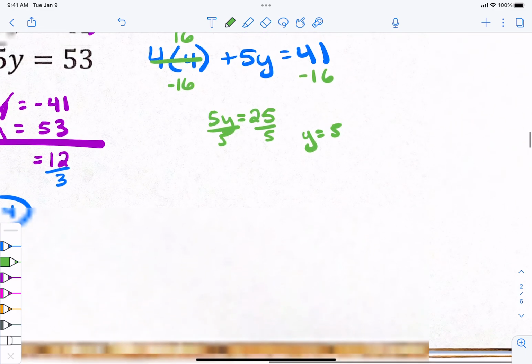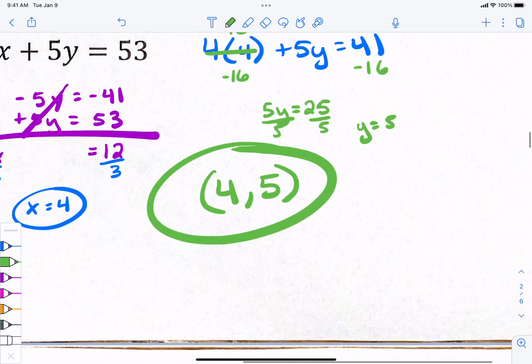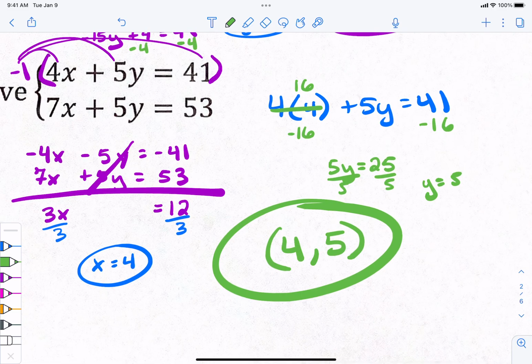Okay, so I'm going to write my answer as 4, 5. And why do I care about that point? That's where they intersect. Yep, that's where they cross. If I need to zoom out, are we good?